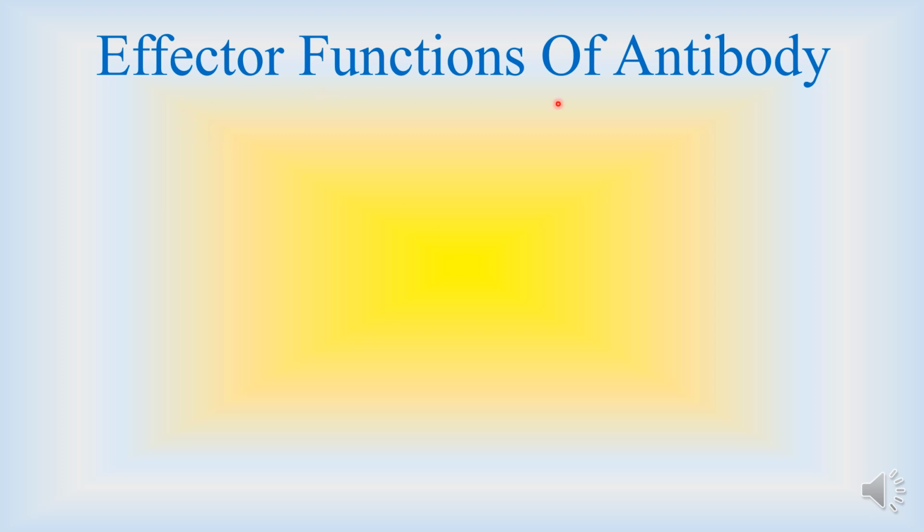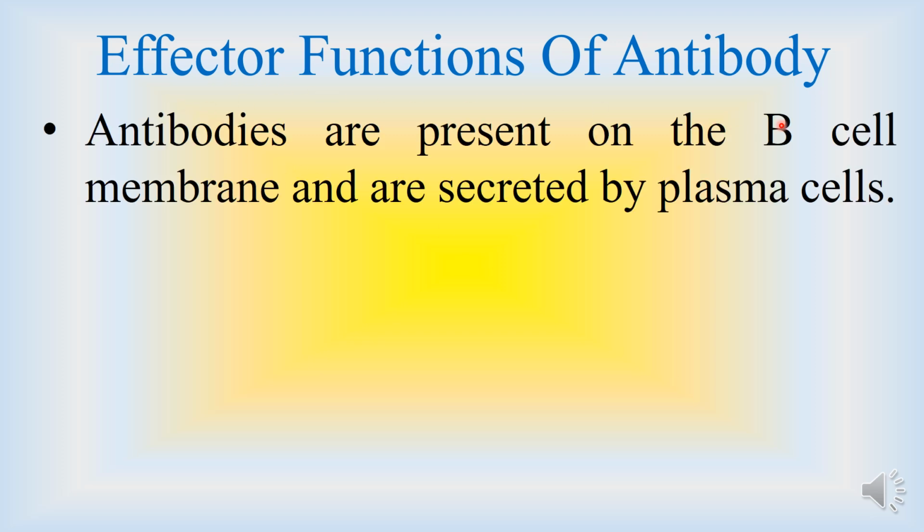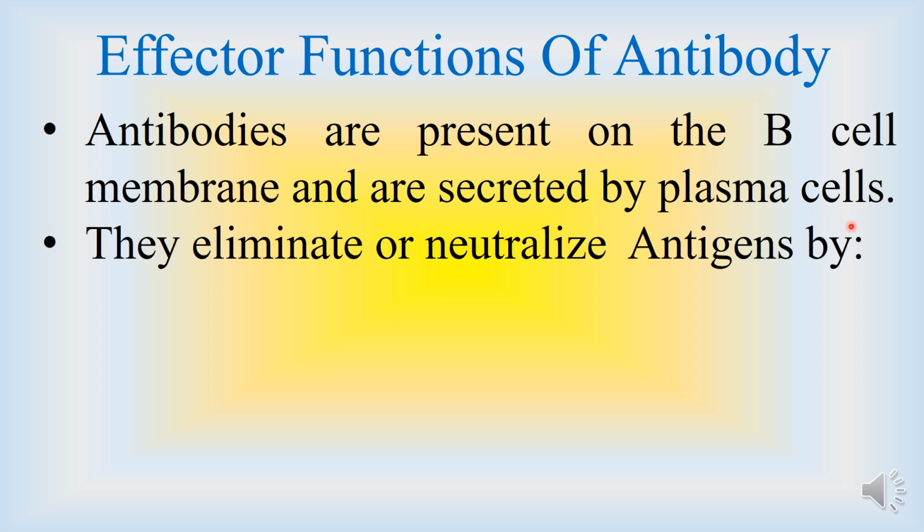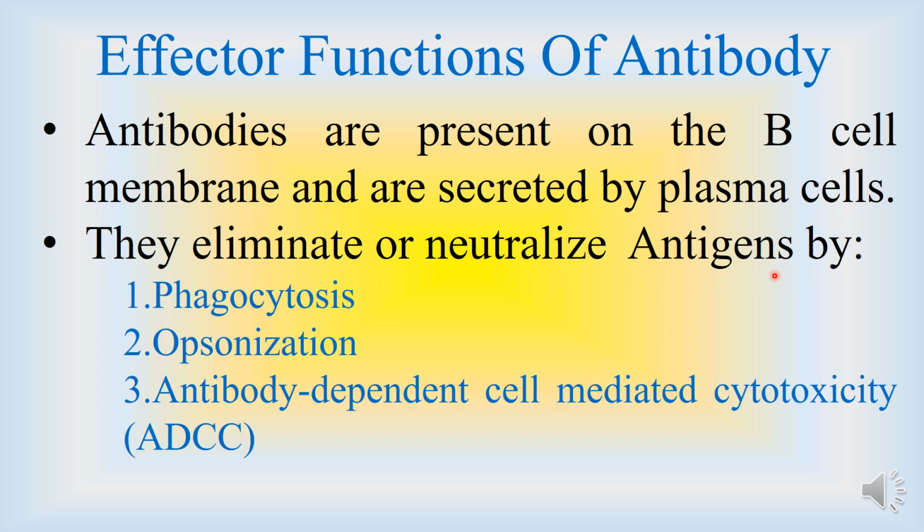Now we will see the effector functions of antibody. Antibodies are present on the B cell membrane and are secreted by the plasma cells. So it's important for you to remember once again that it is the B lymphocytes which secrete the antibody, and the type of B lymphocyte is known as plasma cells. The function of the antibody is to eliminate or neutralize the antigens by 3 processes chiefly, that is phagocytosis, opsonization and antibody dependent cell mediated cytotoxicity.